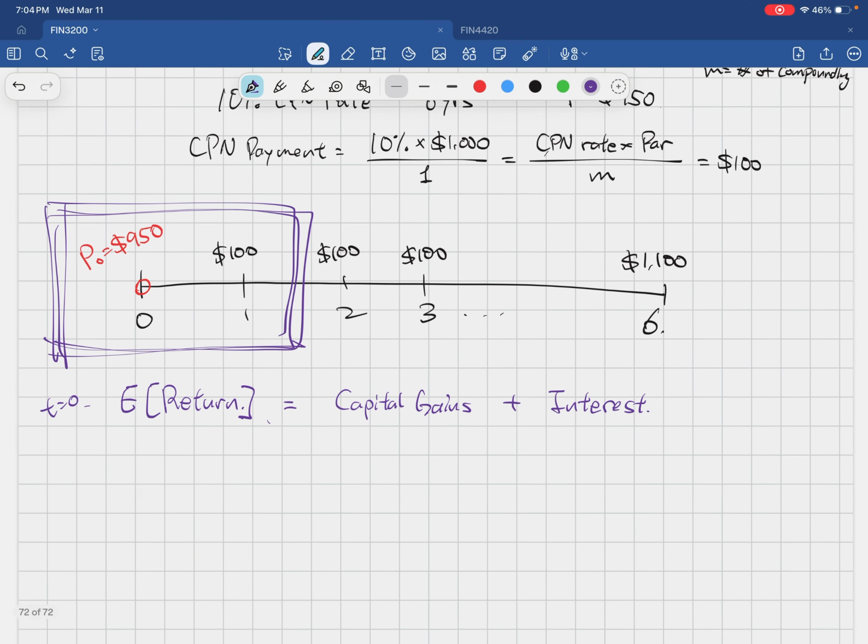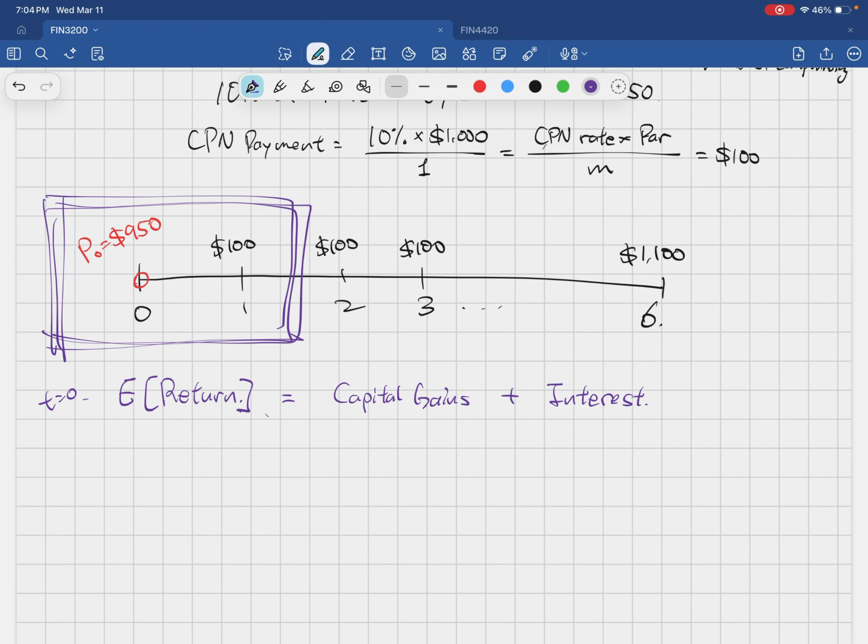Here, capital gains just refer to how much the asset price changes over time, how much money you make from that. Basically it's the price of the bond at time 1, which we'll call the expected price of the bond in time 1, because we don't know it yet at time 0, minus the price at time 0. We already know that value, it's $950. We divide by the price at time 0. This is the rate of return from the capital gains component.